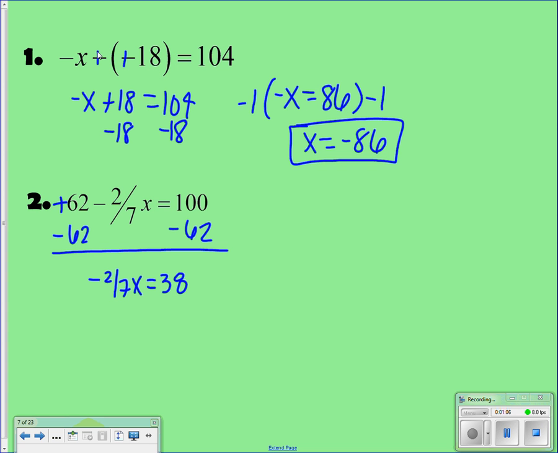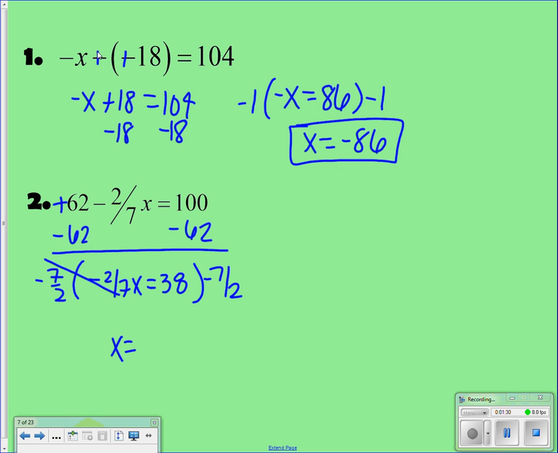Okay, now I have to get rid of negative 2/7, and I can do it one of two ways. I can either divide by negative 2/7, or I can multiply by the reciprocal, which is what I'm going to do, which is negative 7 over 2. And the reason I'm going to multiply by the reciprocal is because I'm asking you to do these without a calculator. So we're going to multiply by the reciprocal. It's going to work a little nicer. So that cancels over here.